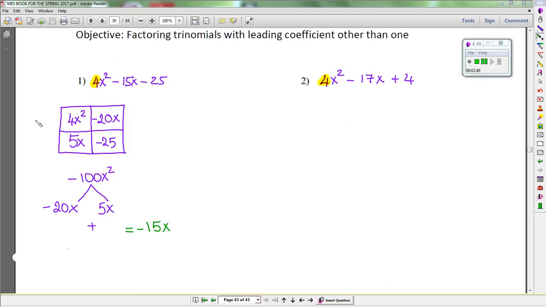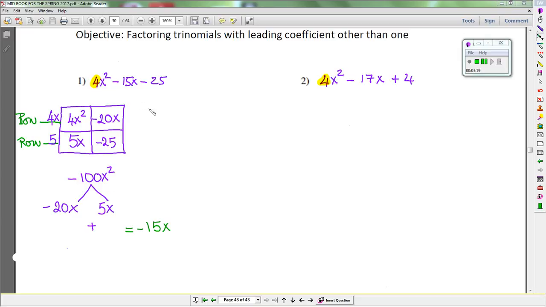Next, with each row, you need to find the greatest common factor of each row. Let's look at the first row. We have 4x squared and negative 20. Of course they both have x as a common factor, and for 4 and negative 20, the common factor will be 4. So the greatest common factor for row 1 will be 4x. Now row number 2, you have 5x and negative 25, so the greatest common factor will be 5.